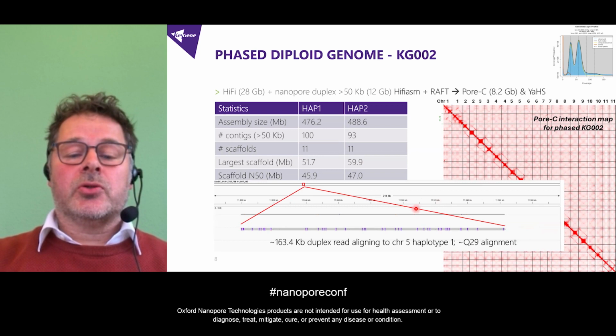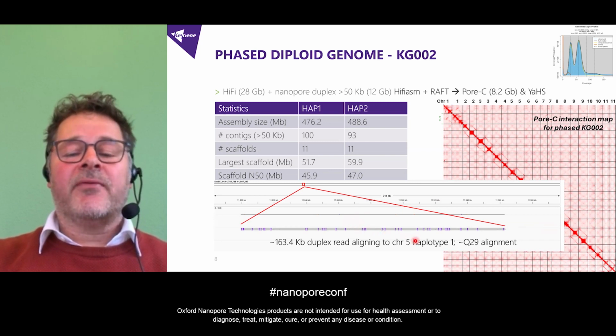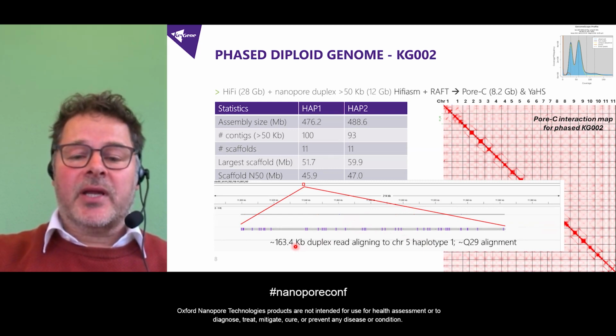So the longest duplex read we could map with a very high accuracy to this genome mapped to chromosome 5 on haplotype 1. And mind you, this read length is about 8 times the length of the HiFi read length.